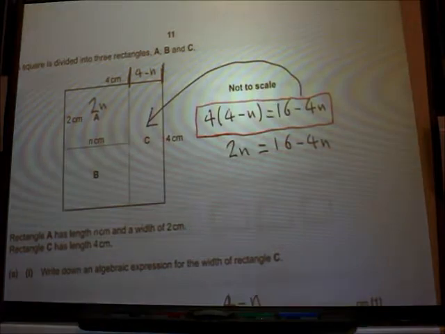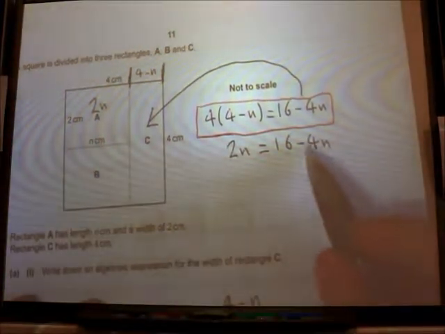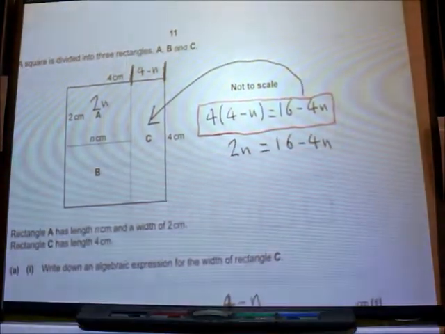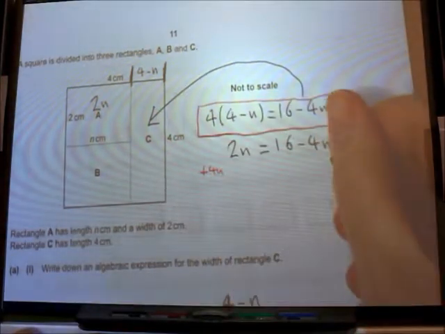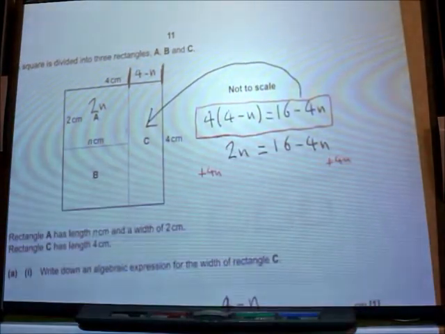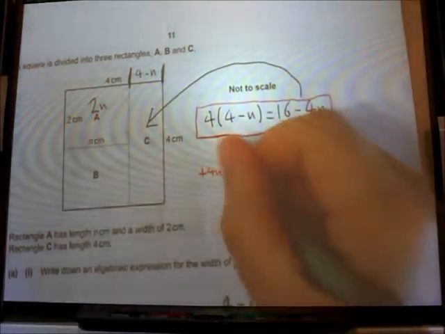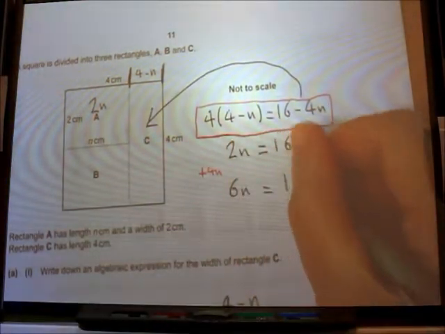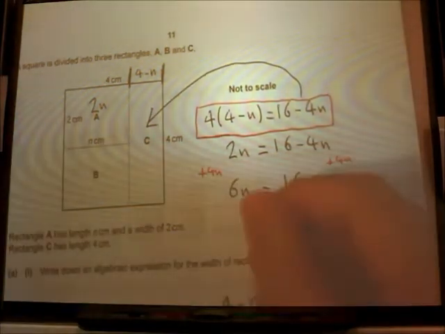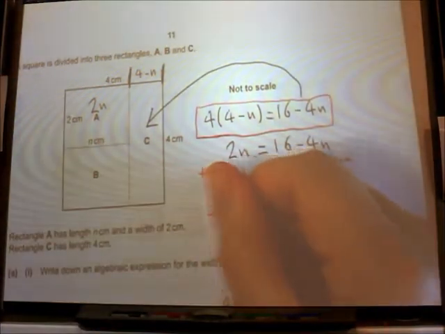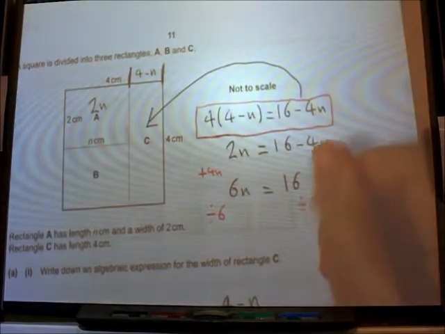First thing we're going to do is get all the n's on one side. I don't like having this negative 4n here. So to get rid of that, I'm going to add 4n to both sides. So that will leave me with 6n equals 16. I want to work out the value of n. That's what I'm being asked to do. So I need to divide this by 6 and divide this by 6.